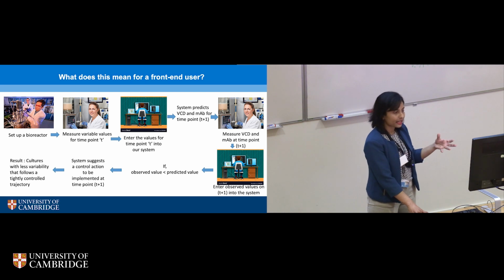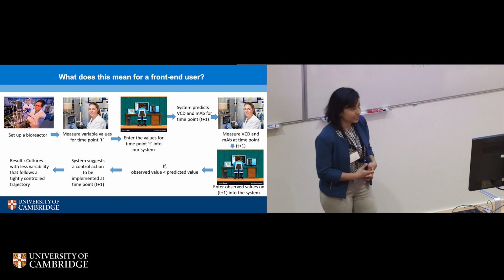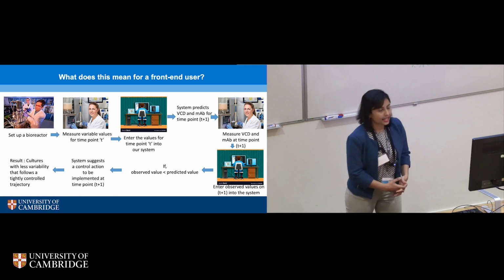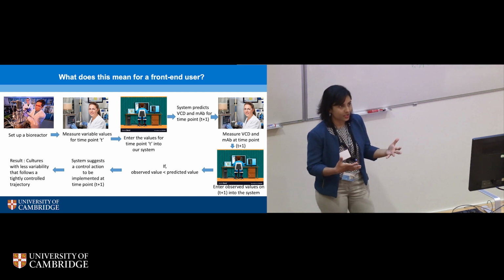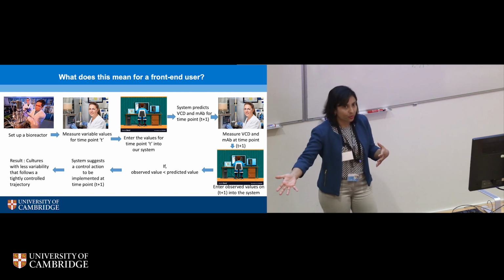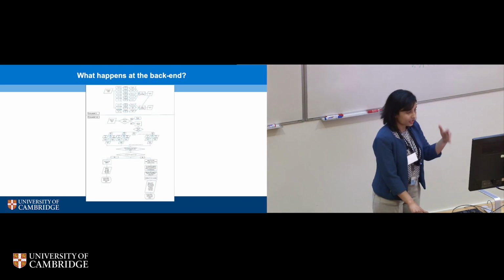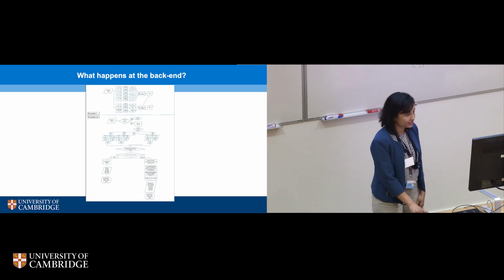And once they observe the values at the next time point, the system would check if the observed value is less than the predicted value. And if that is the case, then the system would suggest a control action to be implemented at the next time point. And what we have as a result are cultures with less variability that follow a tightly controlled trajectory. And this is good because a controllable system is an optimizable system, because then we can make them produce more as we require. And this is what it looks like at the back end, but that's nothing to worry about for now.